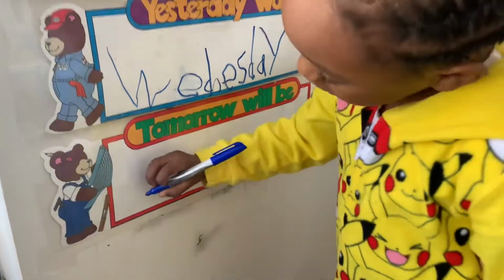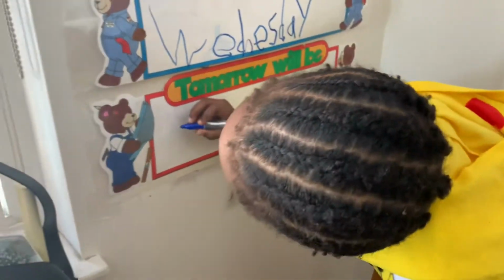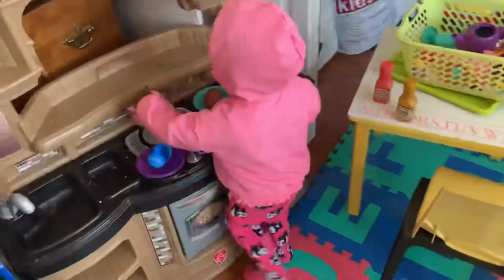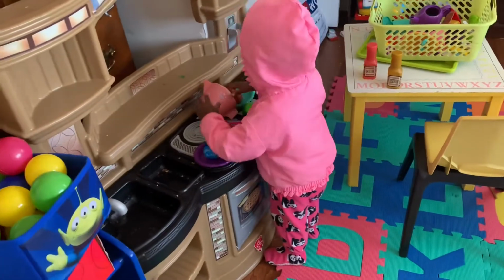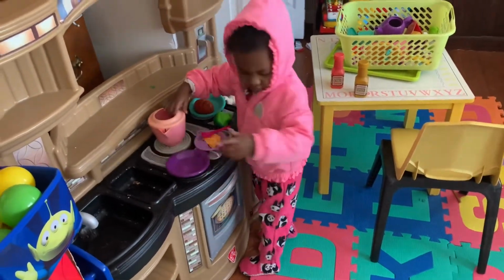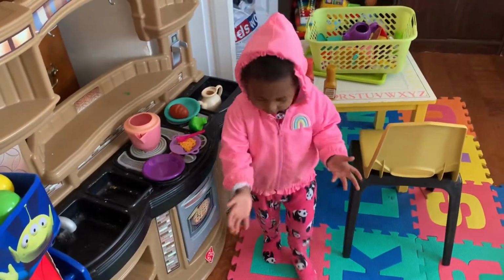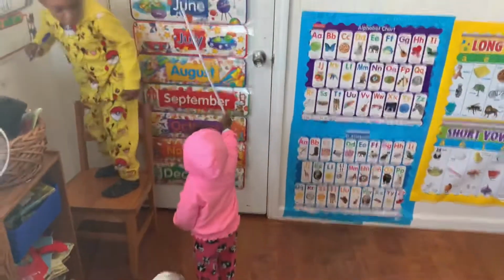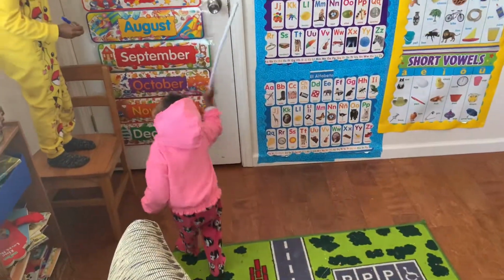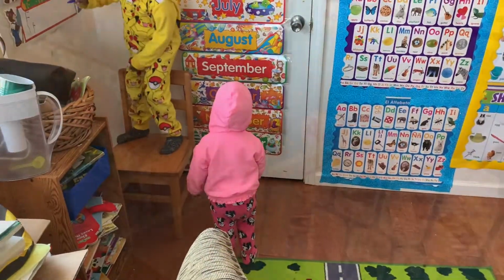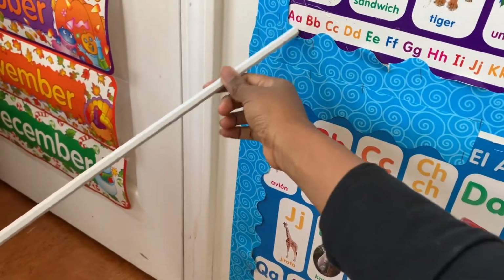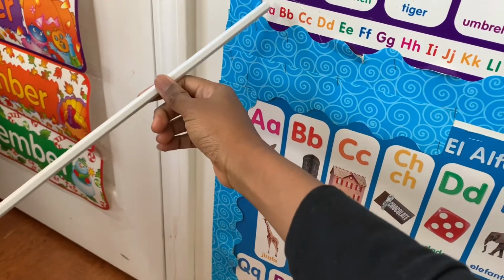Now, while he is nicely writing on the wall, my daughter, who is 2 years old, is doing some free play in her kitchen, and she'll be joining us when we sing the months of the year. So after we do the days of the week and the months of the year, we move on to the alphabet. And we recite the alphabet in Spanish and English, as well as saying the sounds of each of the letters.